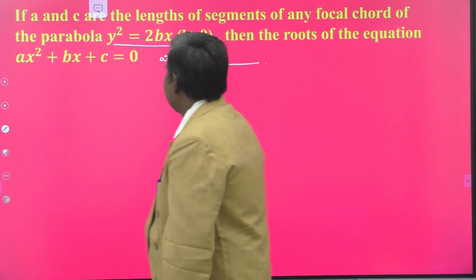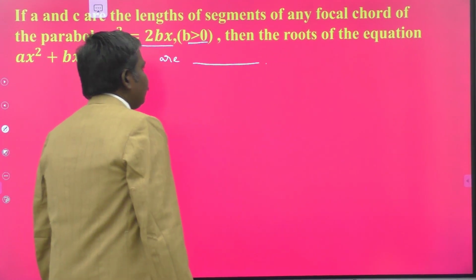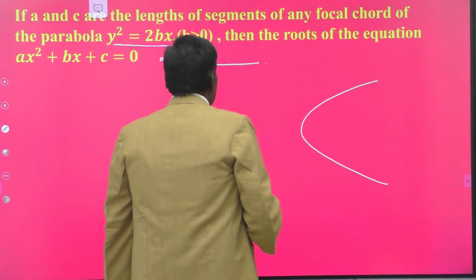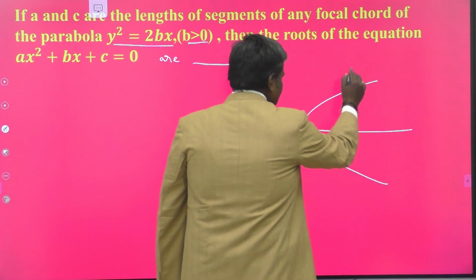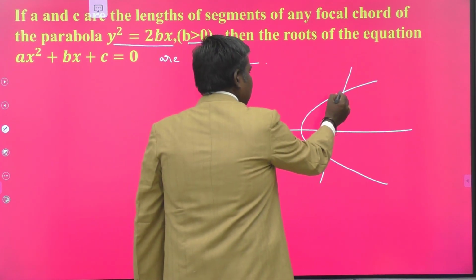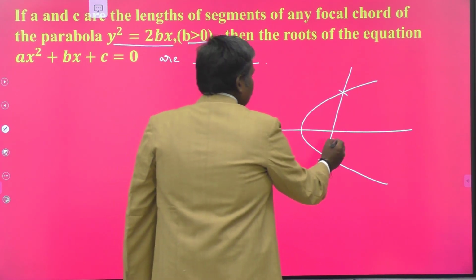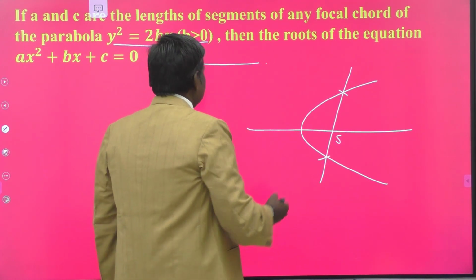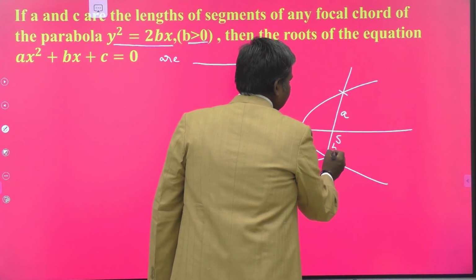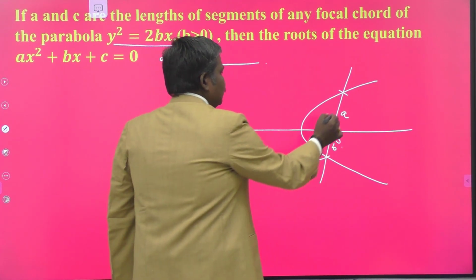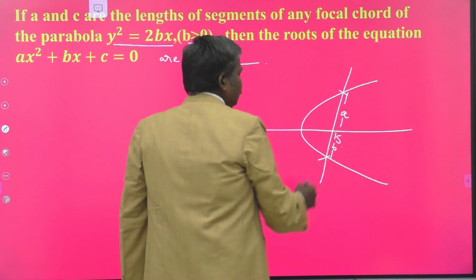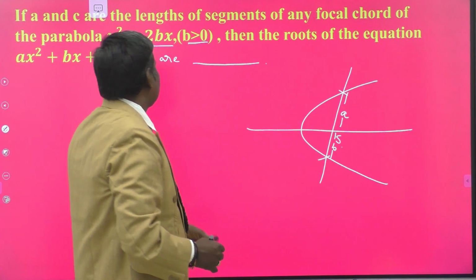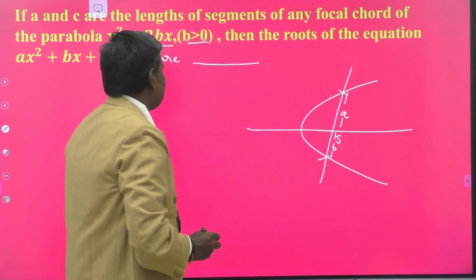What are A and C? A and C are the lengths of the segments of any focal chord of the parabola. Suppose this is the parabola, y square is equal to 2bx. This is the axis of the parabola. This is the focal chord, from here to here, so it is always passing through focus S. One segment length is given as A, and the other is C. So the distance from here to here is A units, and from here to here is C units. Then what is the nature of the roots of the equation ax square plus bx plus c?